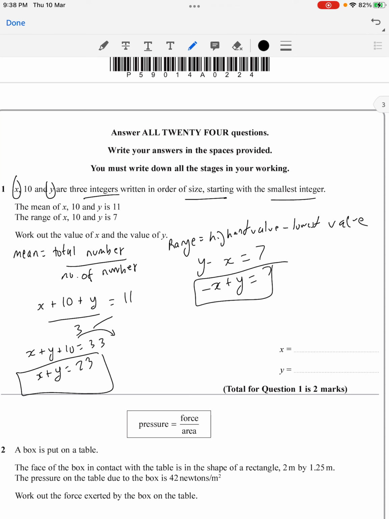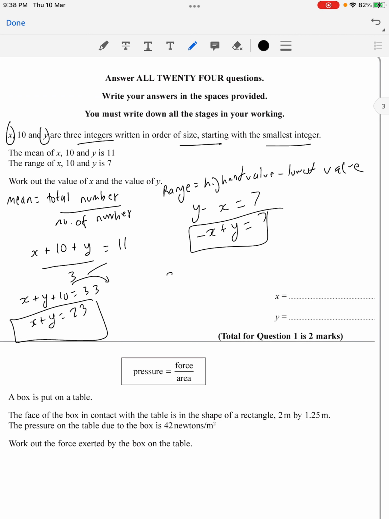Now we have two equations. Now you can use solving the simultaneous methods, such as the substitution method or the elimination method. I'm going to stick with the elimination method. This elimination method we'll cover in the next videos. Okay, so we have this. So what can you add to x plus minus x to get 0?